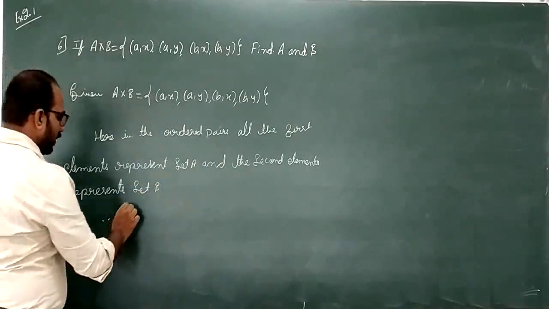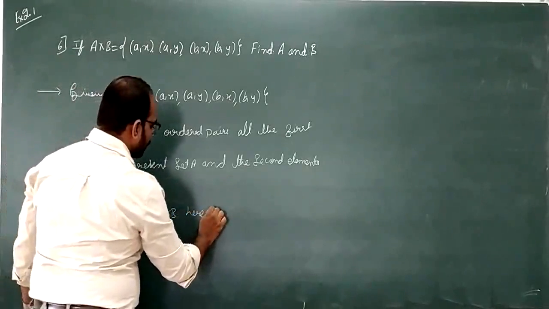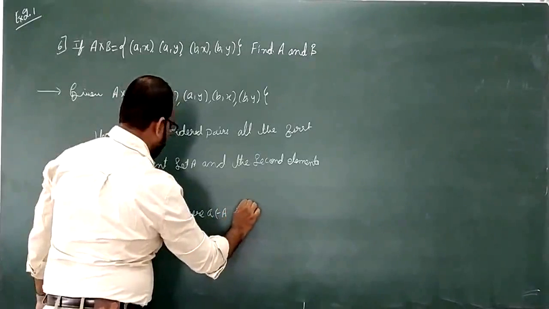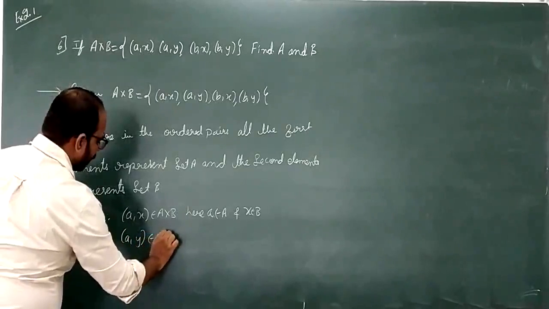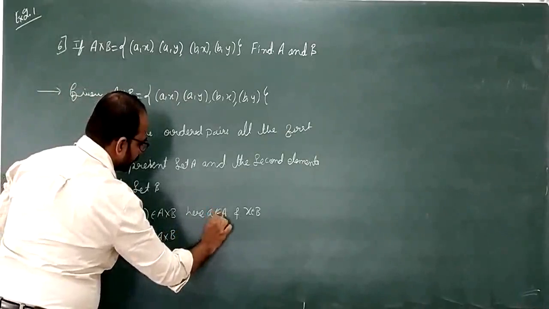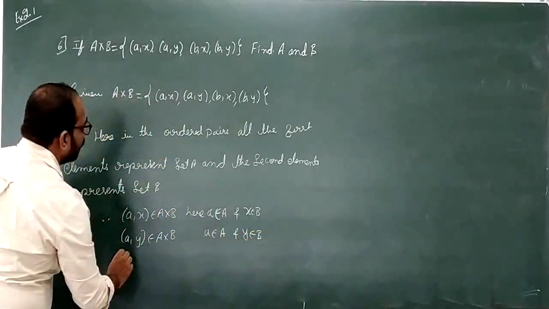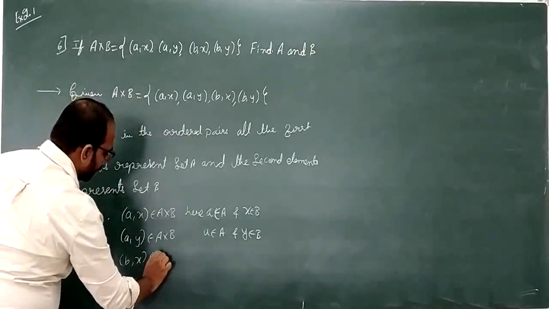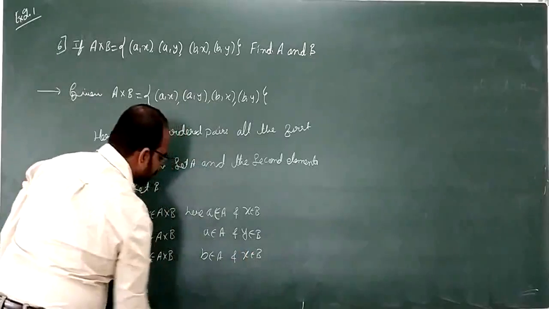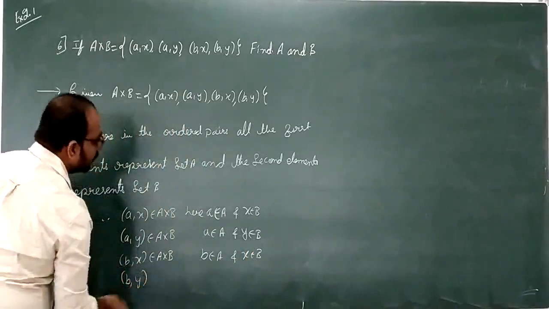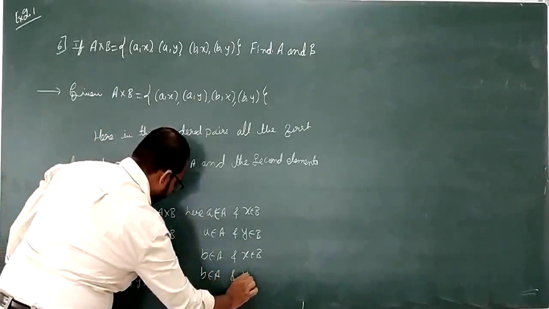Write down: (a, x) belongs to the Cartesian product of A and B. Here small a belongs to set A and x belongs to set B. Similarly, (a, y) belongs to A cross B: a belongs to set A and y belongs to set B. Same next one, (b, x): b belongs to set A and x belongs to set B. Next, (b, y): b belongs to set A and y belongs to set B.